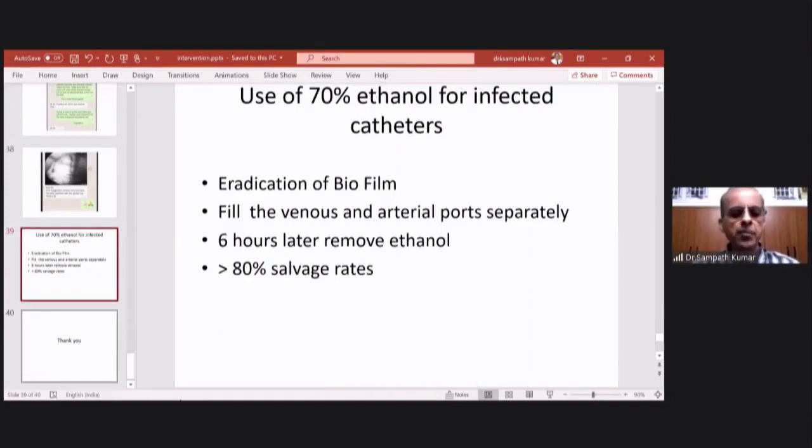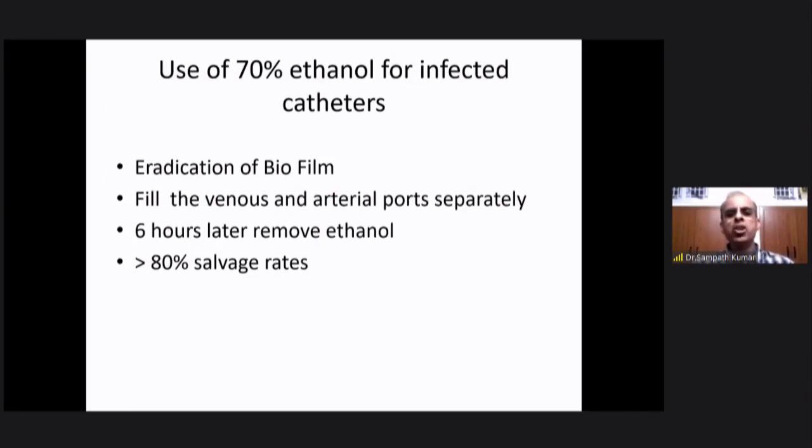And I was particularly impressed by the experience in the KEM hospital paper, for which I was a chairperson during the last Indian Society of Nephrology conference, that they had used 70% ethanol for infected catheters. After the conference, I have started using it, and I found that it was very useful. 100% ethanol is available in the laboratory, and you will have to dilute it to make it 70%.